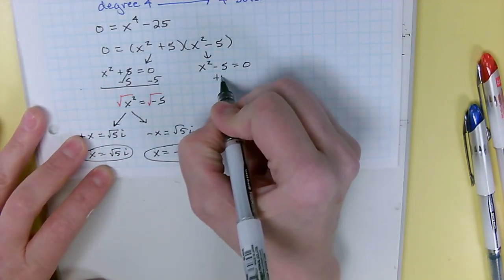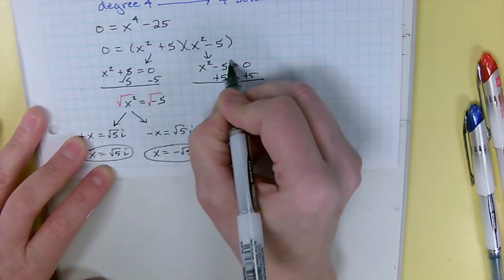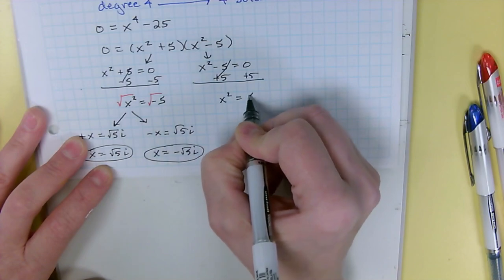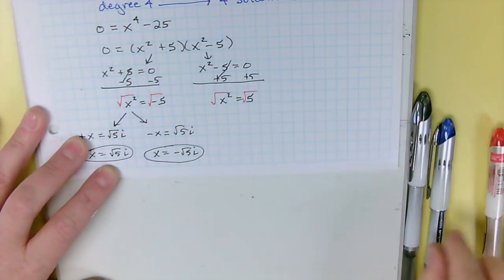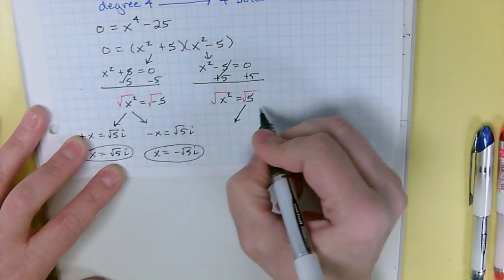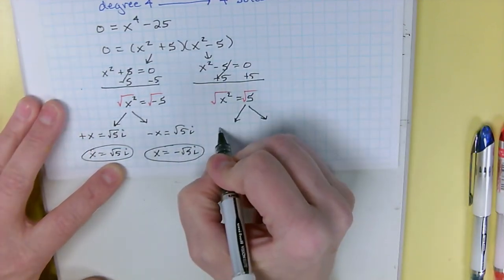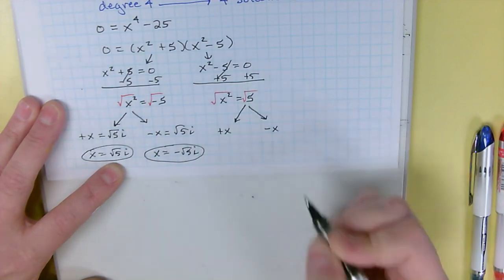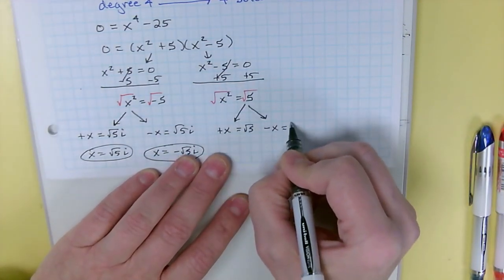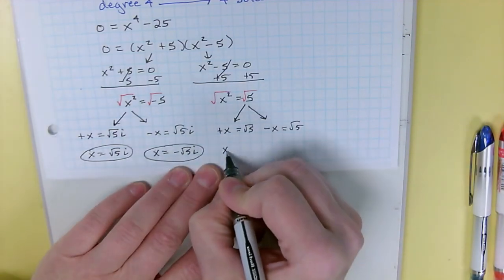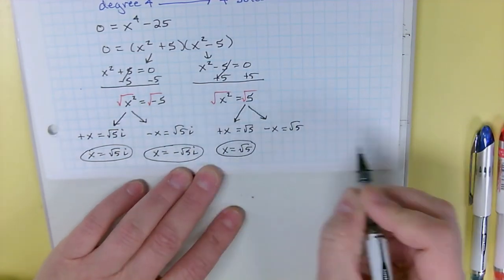Okay, let's do the other one. This is the easy one. Add 5, x squared equals 5. Take square roots of both sides. 2 x's, one comes out. You have a positive x and a negative x. And square root 5 is as simplified as it gets. So x equals square root 5.